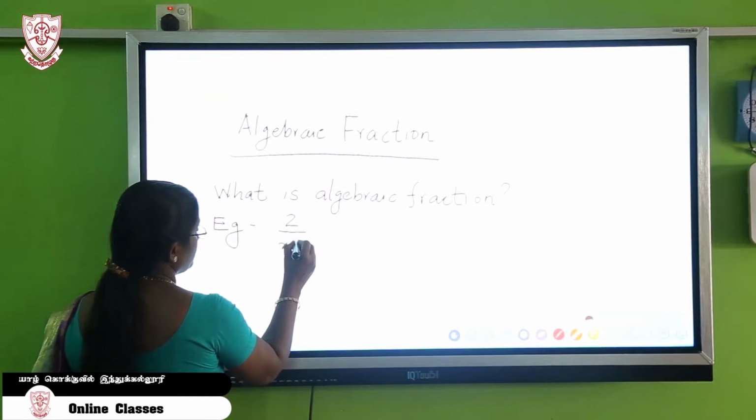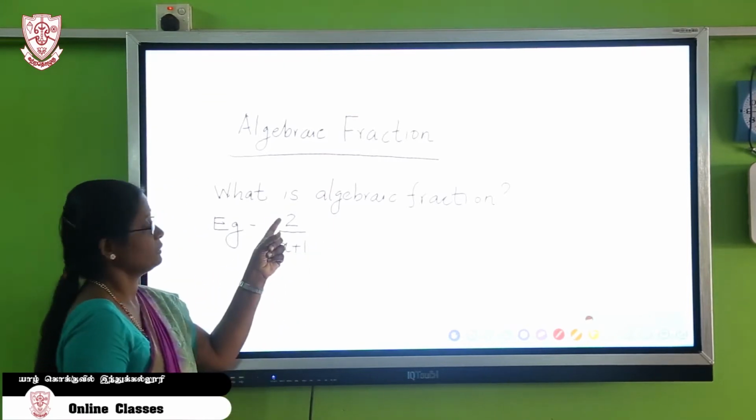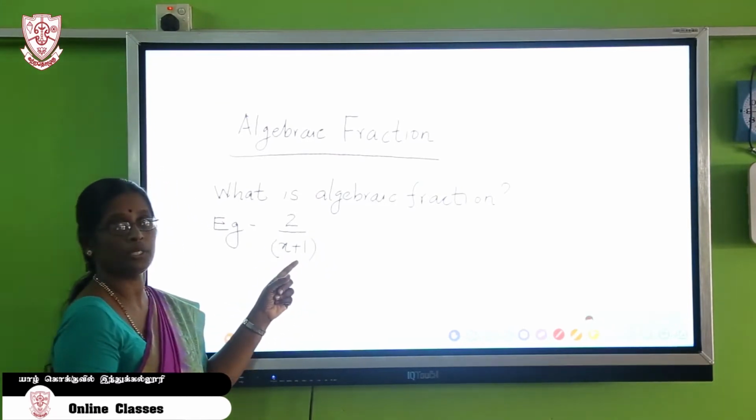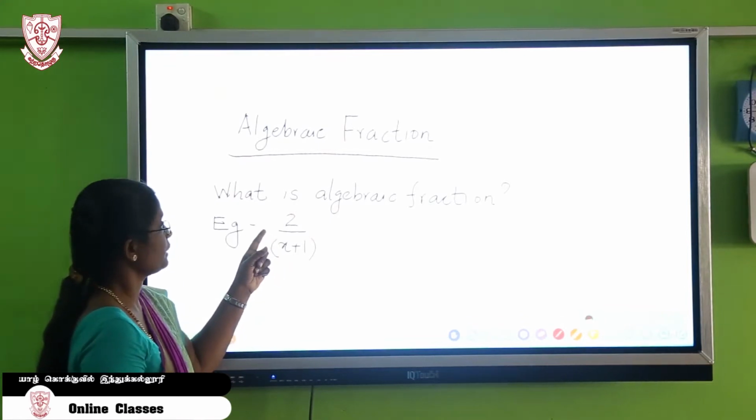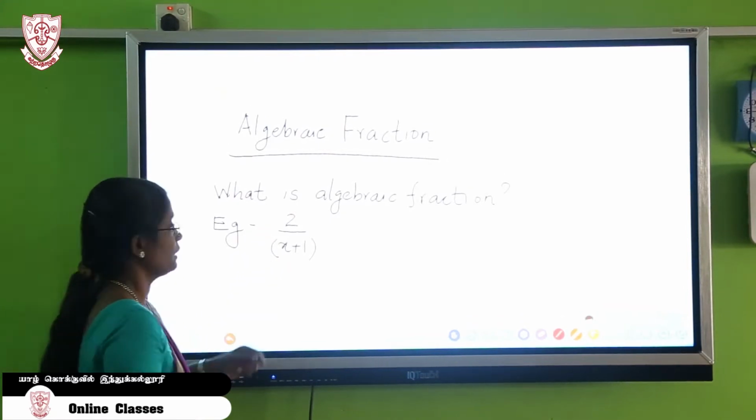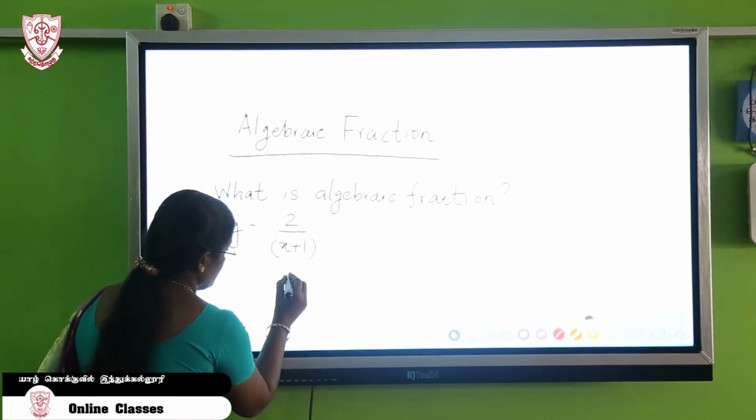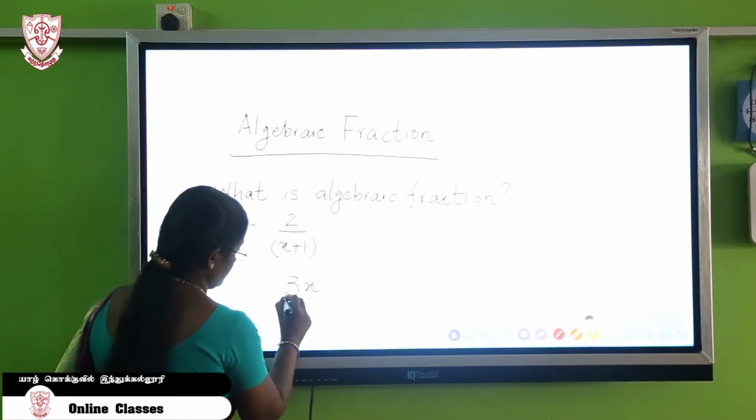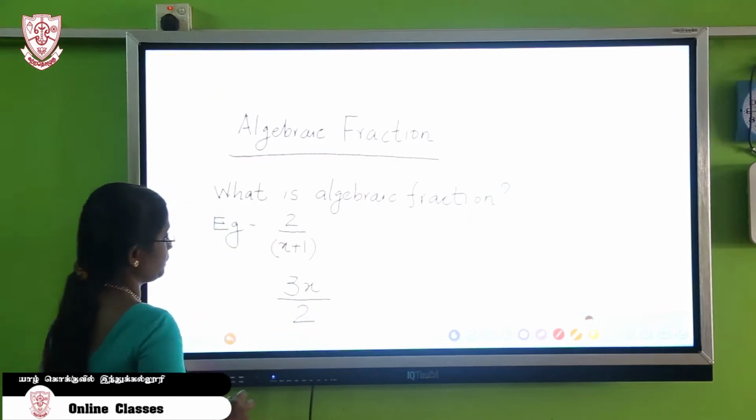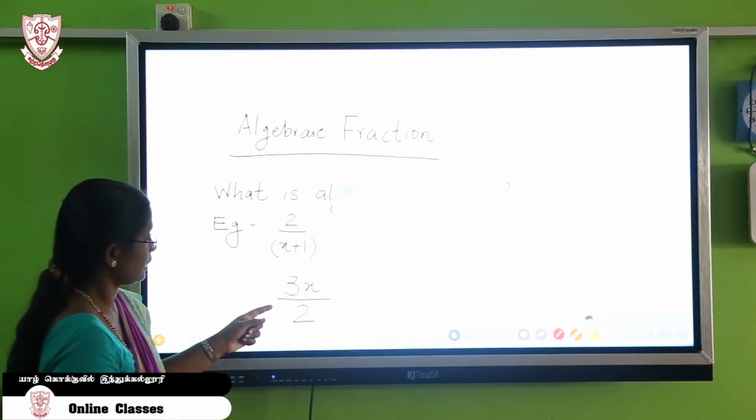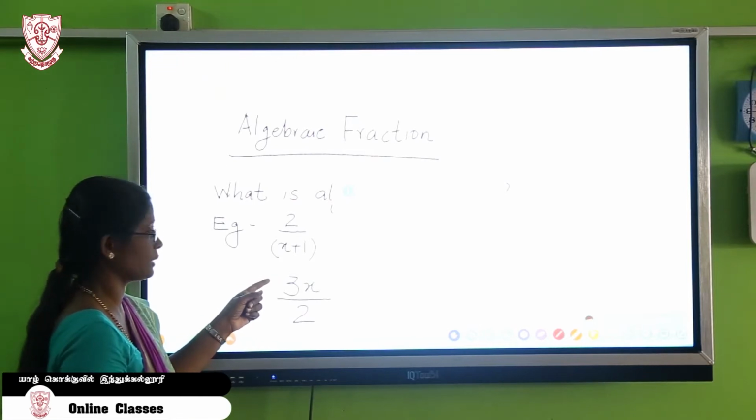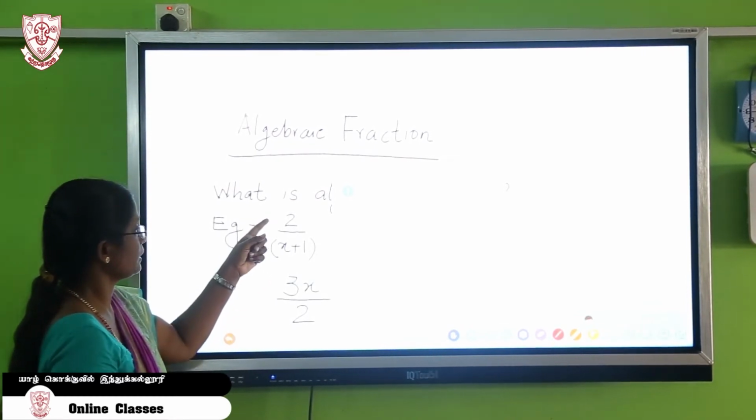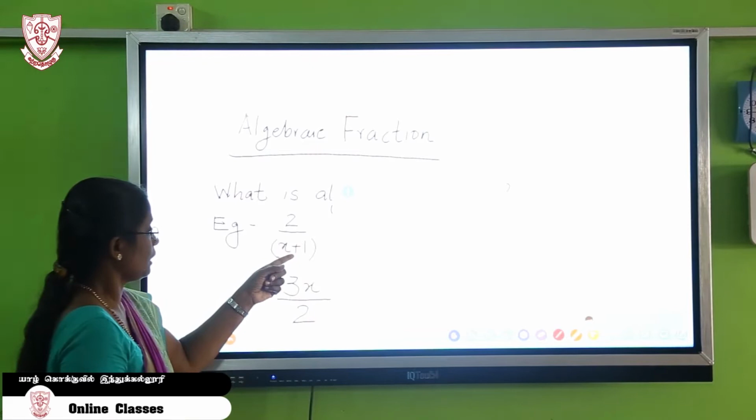2 over x plus 1. Here 2 is the numerator and x plus 1 is the denominator. x plus 1 is a simple algebraic expression. And next, 3x by 2. 3x by 2 is also an algebraic expression. The numerator has the algebraic expression 3x and the denominator is a number.